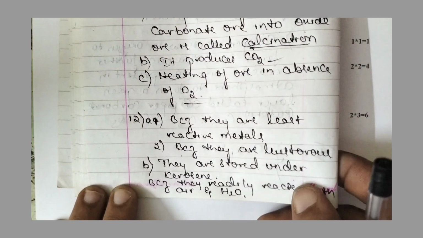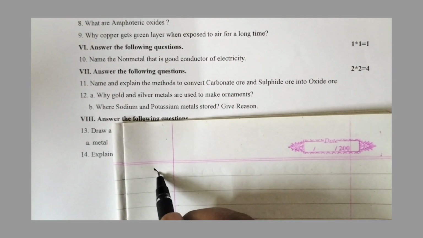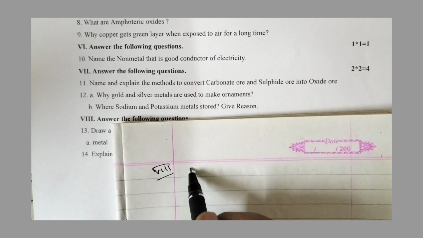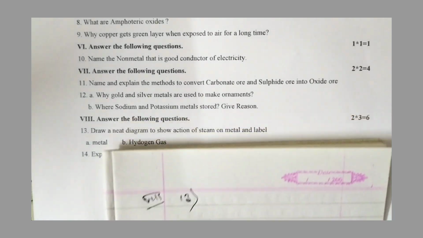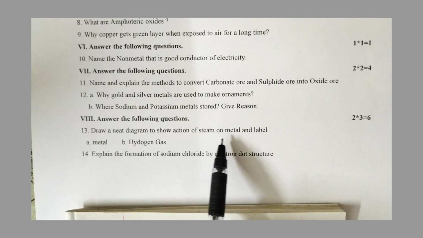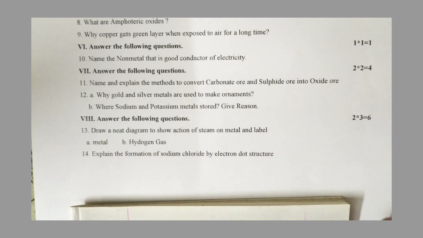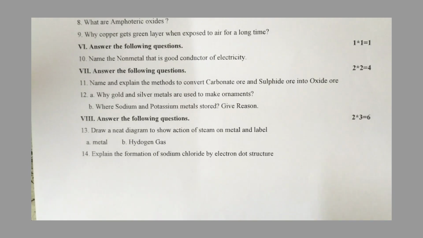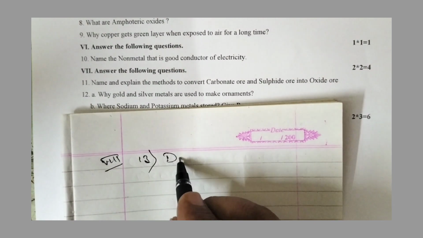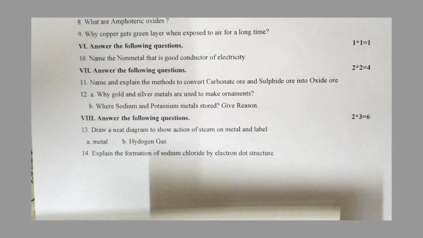So now let us move to question number 13, that is 8th main. The 13th question is a diagram based question. Draw a neat diagram to show the action of steam on metal and label one as metal and another as hydrogen gas. Now let us move to the last question, that is the 14th question.